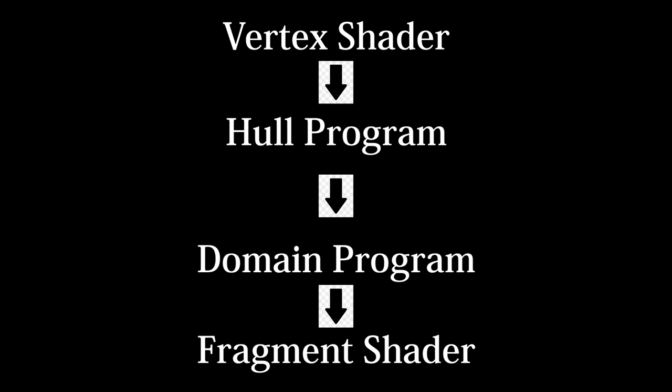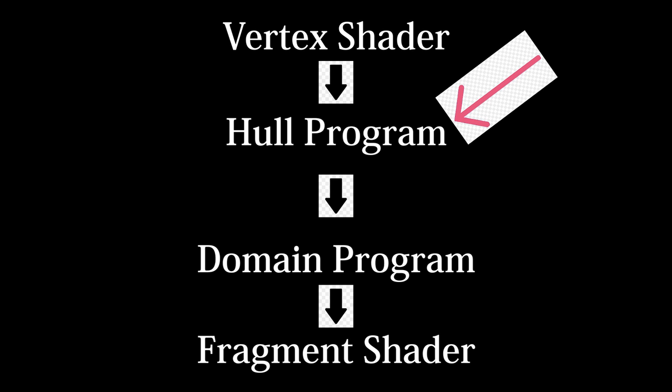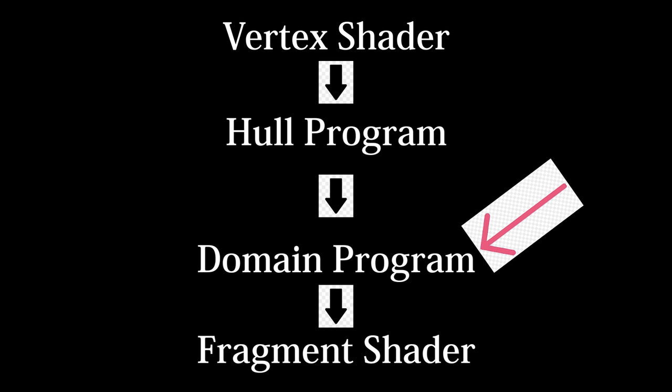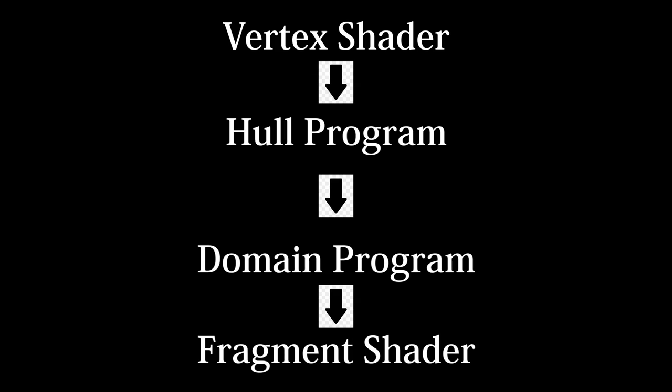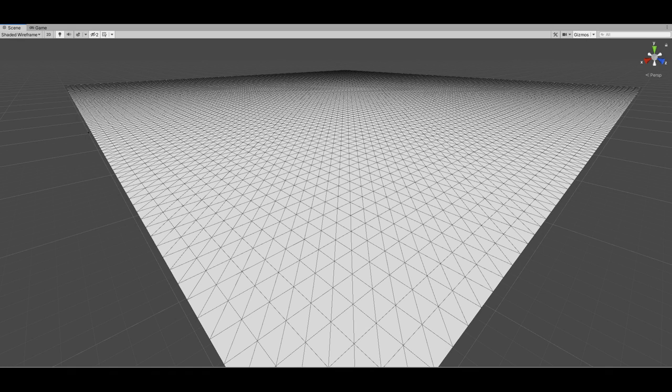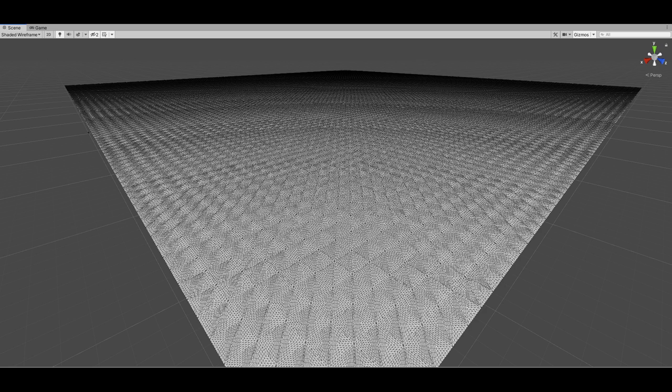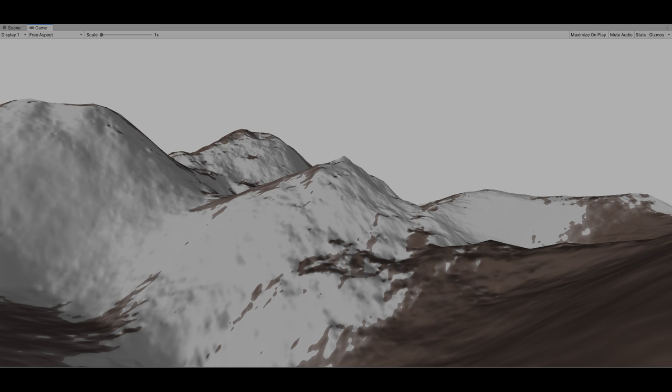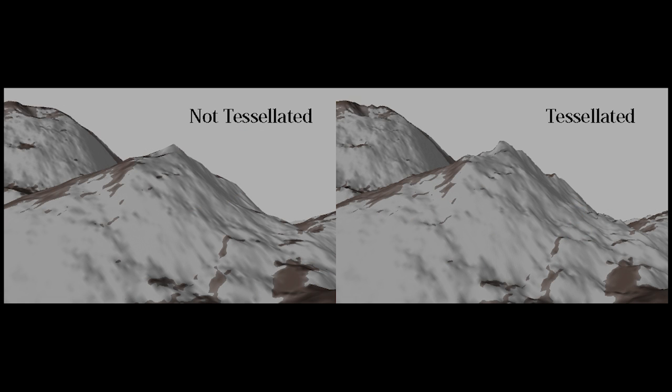Anyways, in between these two stages is actually very secret, industry-only knowledge. These two secret stages are called the hull stage and the domain stage respectively. With these two stages, we can take vertex data that is passed into the GPU and cut it up into newer, smaller triangles. This means that we can convert that 50 by 50 plane from earlier into a much higher resolution plane, all on the GPU. As you can see, we get much more detail from the height map with these new triangles.